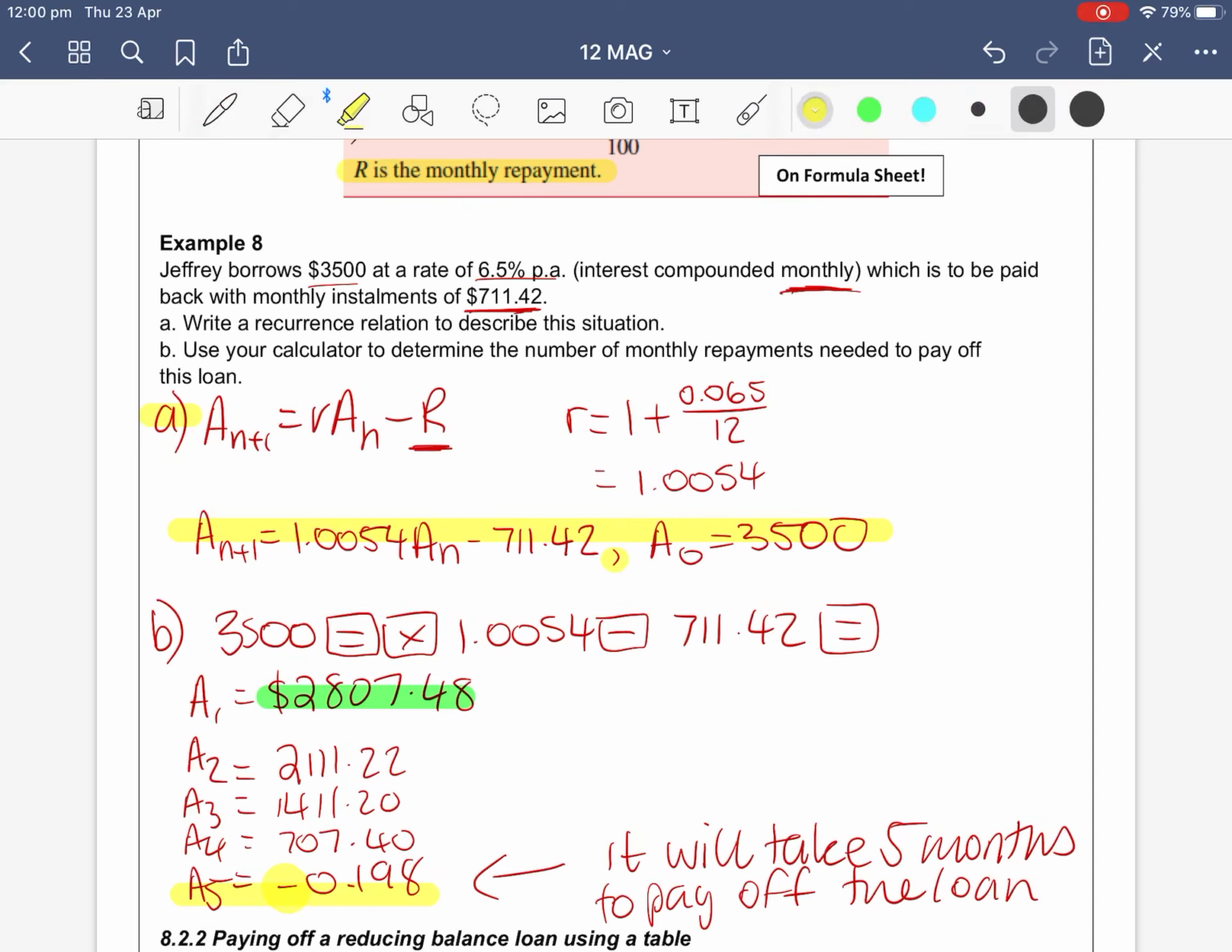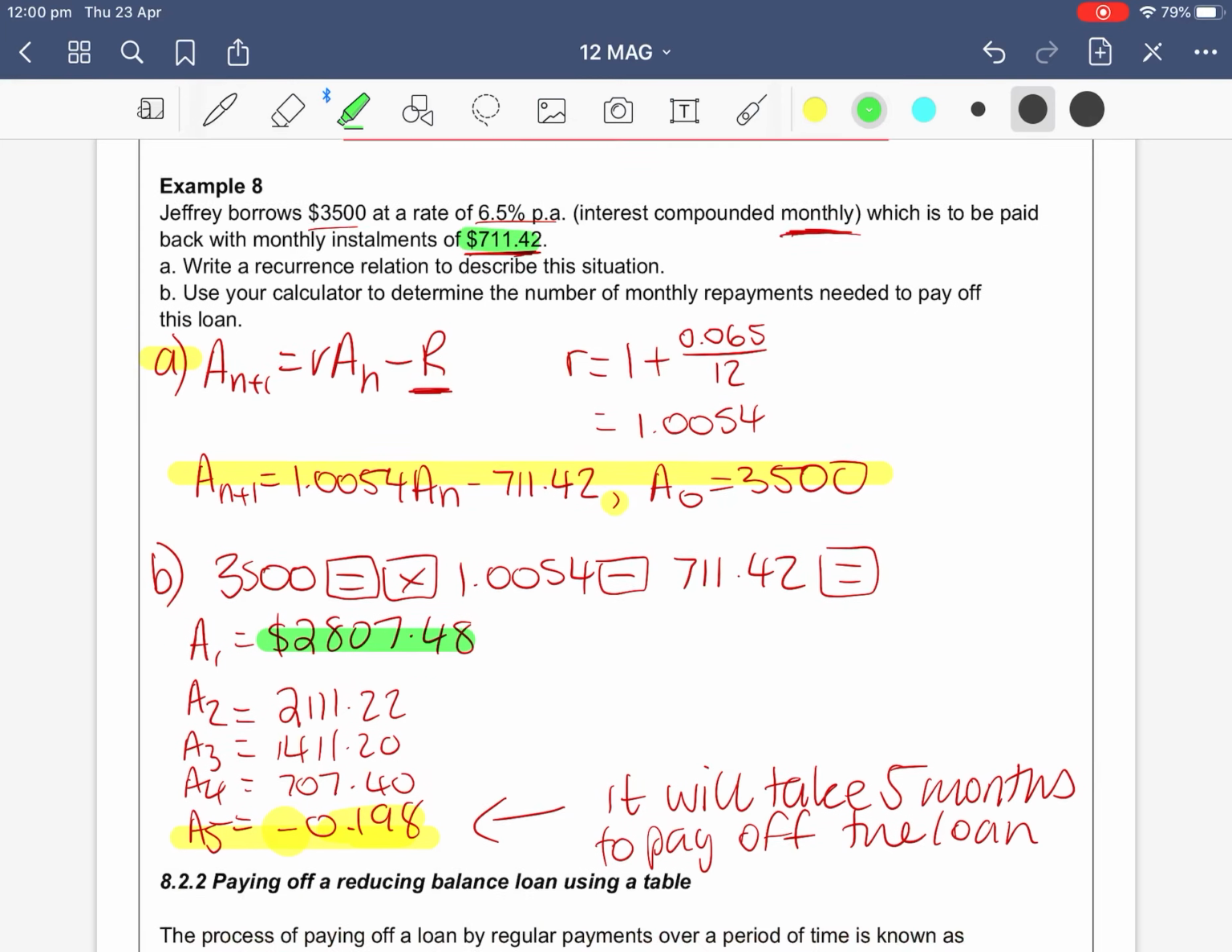Now, you notice that we have a little bit of a deficit. That just means that the final loan repayment is going to be a tiny bit less than that amount. And that's fine. We can make our final repayment a little bit less than the $711. That's not a problem. So that's how we answer that.